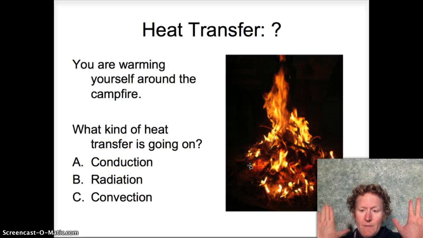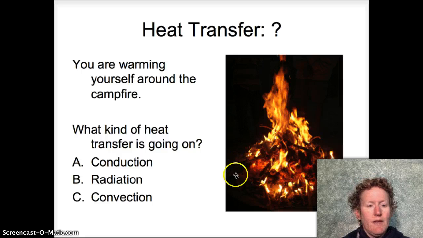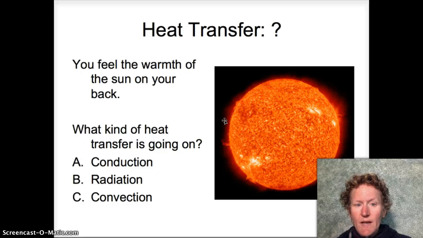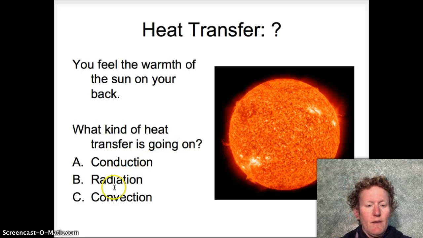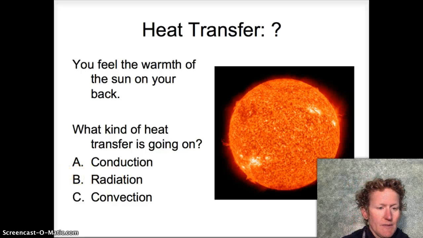If you stand back from a fire, you can still feel the heat, even though there might not be any warm air blowing on you, and that's radiation. And we know that if it's the sun, you're probably getting radiant heat because there's not much matter for that heat to travel through in space.